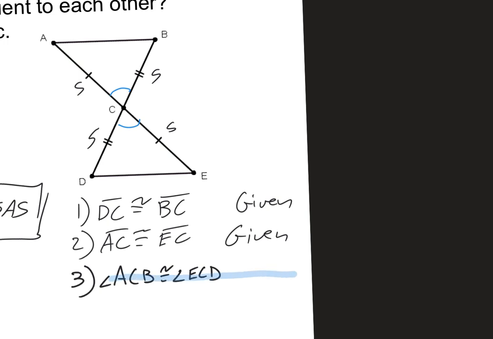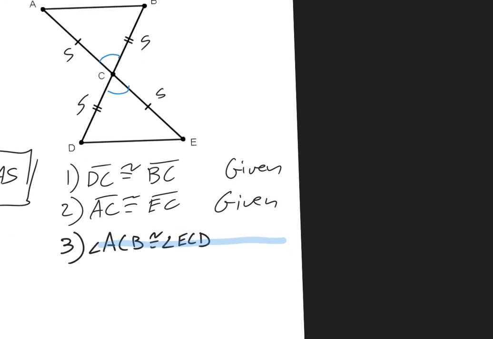How do I know that? Well, I want to let you try to figure that out and then complete this proof, okay? And the last thing you're going to do, the last step in this proof, is to actually say, well, triangle ACB is congruent to triangle ECD.